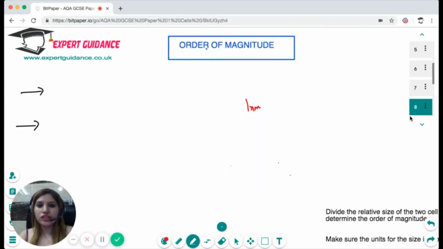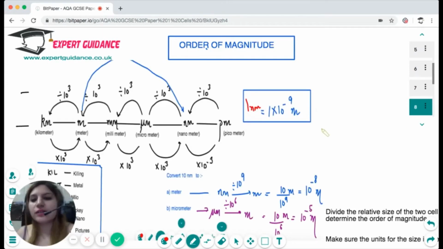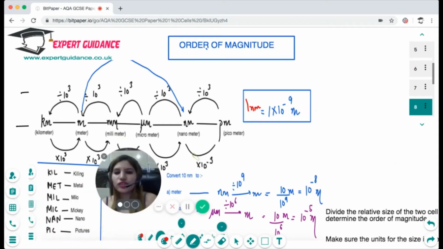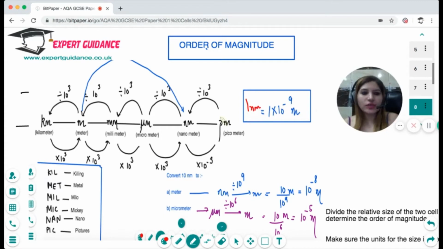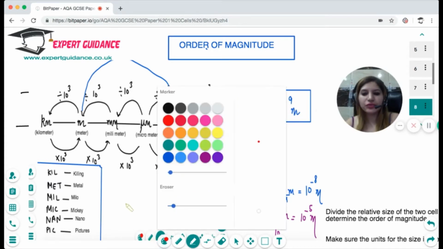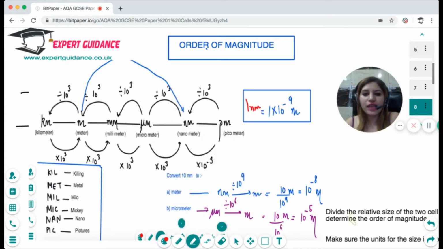Okay, so next, in your syllabus, there's a topic on order of magnitude. Now, what is order of magnitude? They'll give you the size of two cells, and then they'll ask you what is the order of magnitude of the two cells. So what you need to do is divide the sizes of the two cells, okay? And that will give you the order of magnitude.